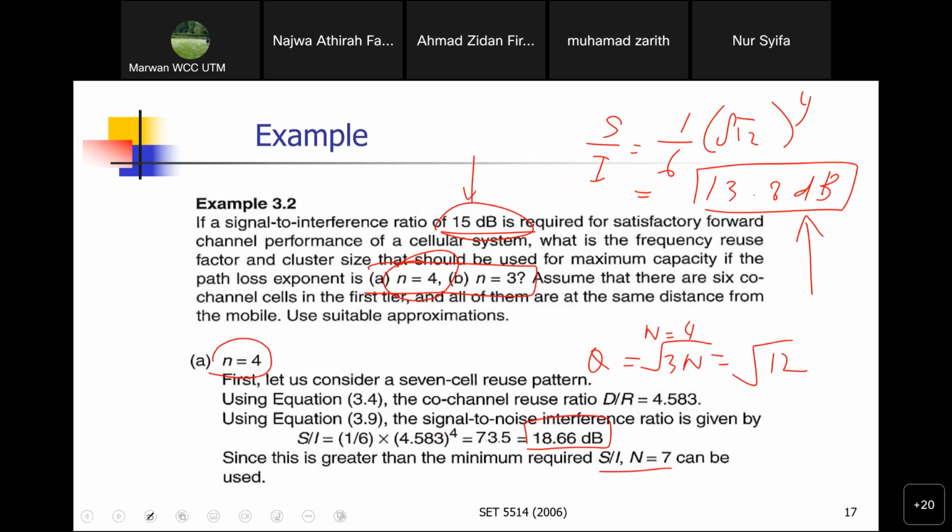Okay. Another key is that the path loss exponent plays a crucial role in the interference limited system. The bigger the path loss exponent, it means that the interference is going to be attenuated even more, and the one that reaches you in your own cell is going to be very, very small. And that improves S over I.